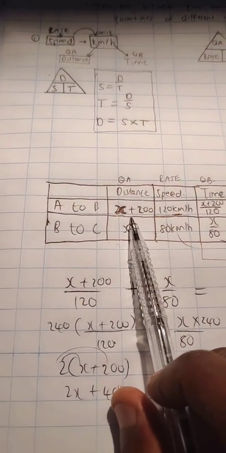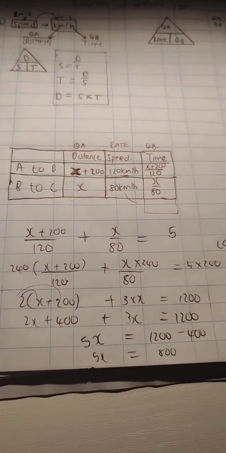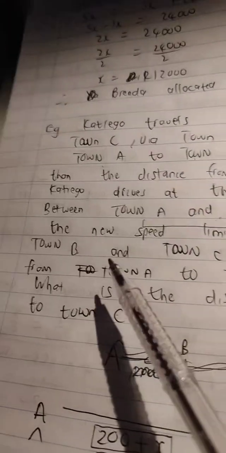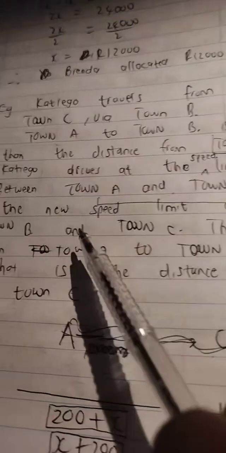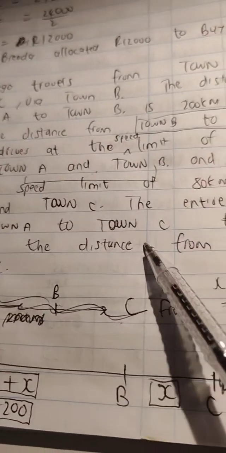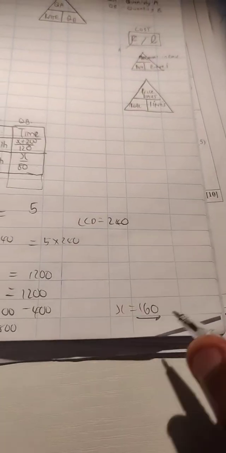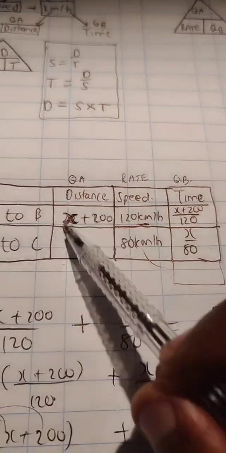That 160, remember, is what? It's the value of x. What did they want from the beginning of the question? The entire journey, from town A through town B to town C, takes 5 hours. What is the distance from town A to town C? So they want the total distance. Okay, so that means you are going to come here.